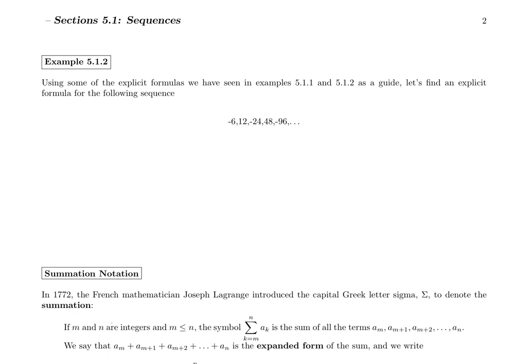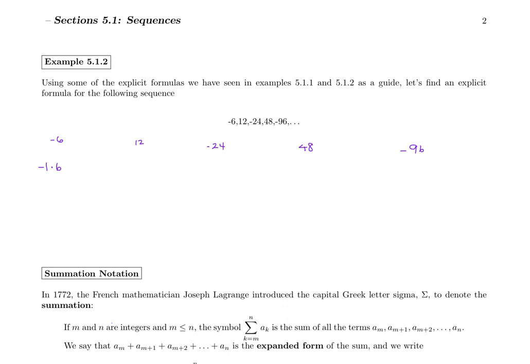So let's start with lining up our numbers here. We have -6, 12, -24, 48, and -96. So we know already the -6 is going to be a -1 in there somewhere. We just have to figure out where. So let's just say -1 times 6, because we also notice that every one of these is a multiple of 6.